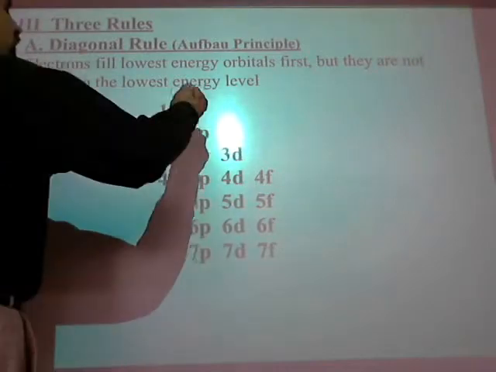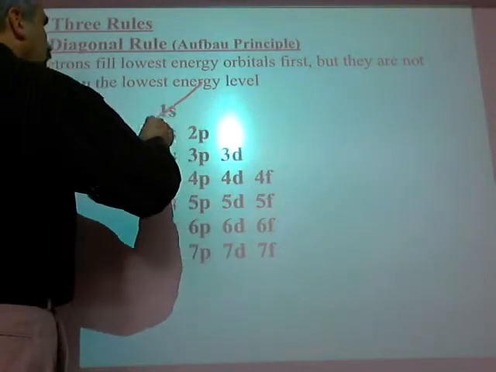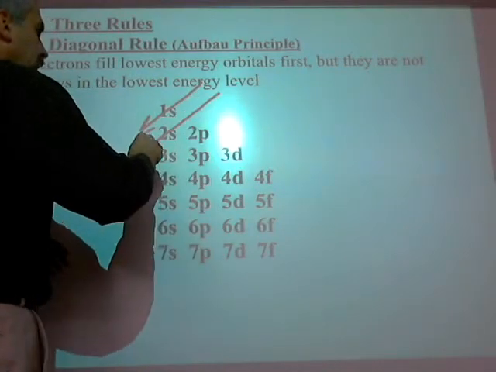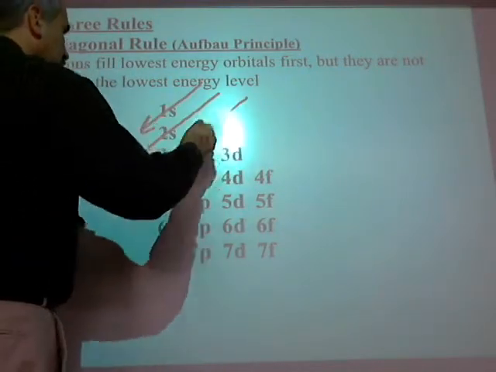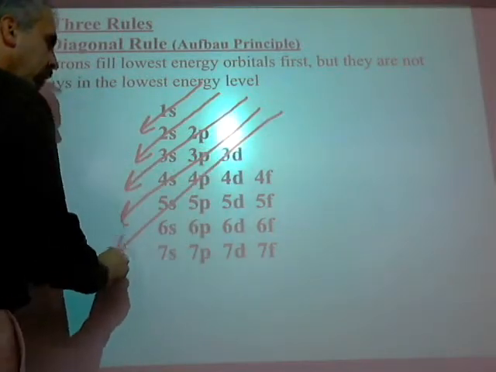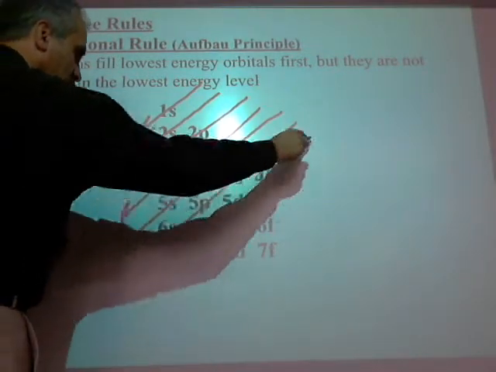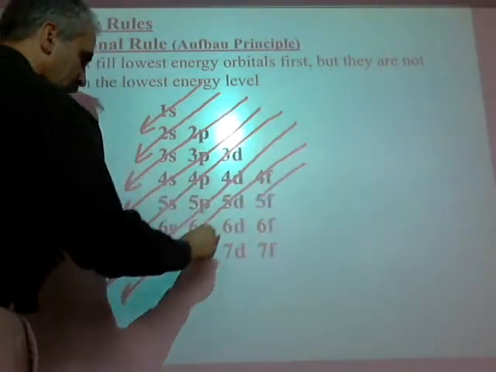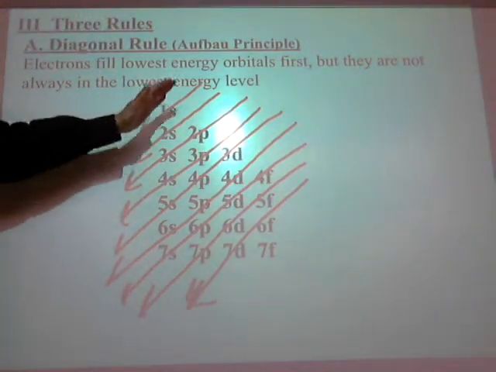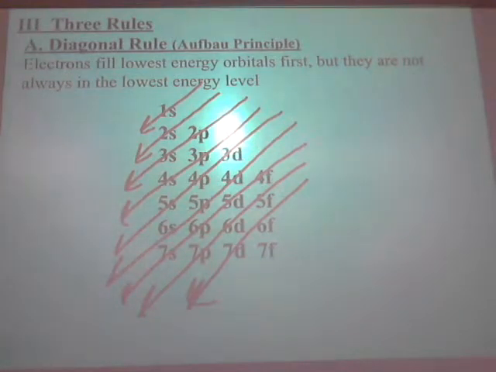Watch. The first thing to fill, you take a diagonal arrow and you draw it like this. The first thing to fill is the 1s. I move that over one space, then the 2s. I move it over one space, 2p, 3s, 3p, 4s. All I'm doing is moving this arrow over each time one space. And that's the diagonal rule. This tells you the order in which they fill. Now you can draw that over there.